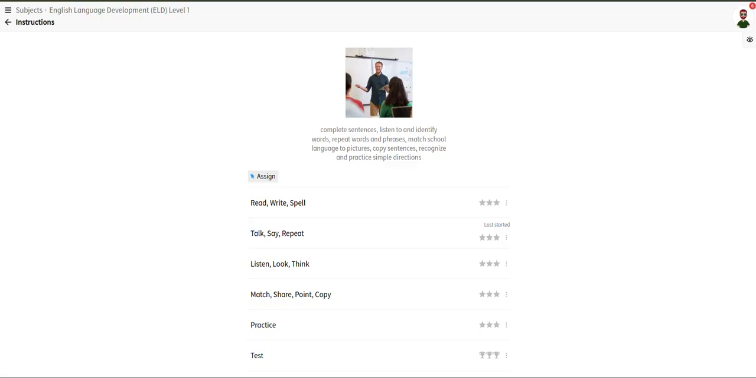Today we're going to be going over what would be called instructions in the Anton app. This English lesson is going to go over read, write, spell, then talk, say, repeat, listen, look, think, and then match, share, point, copy. So these key vocabulary words of instruction words that would be used still in the classroom. Let's go ahead and get started with the first one.